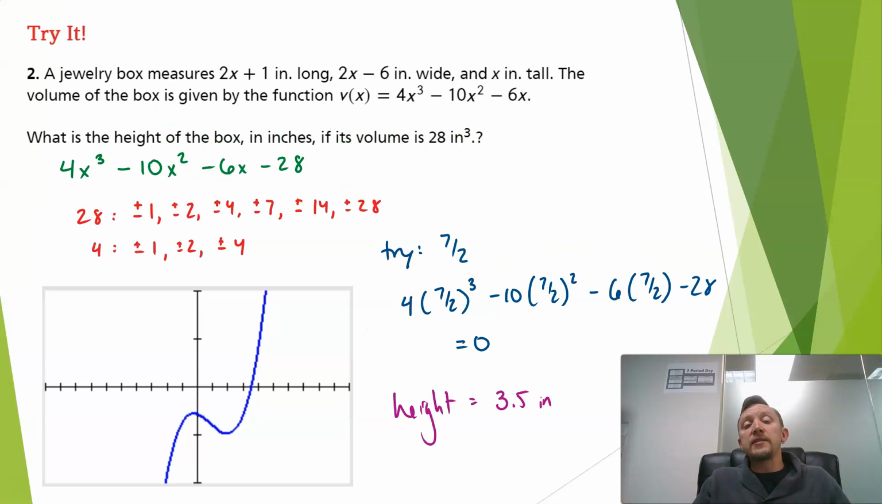All right, so that is the end of this first part of the video. In the next part of the video, we're going to be taking this a little bit further. So hopefully you understand how to do these problems, how to find all the possible rational roots and how to use a graph to figure out which one would be the actual rational root. So good luck as you work on your assignment soon.